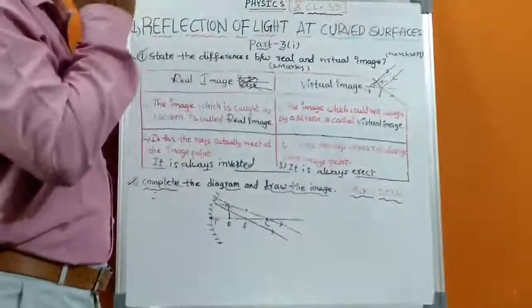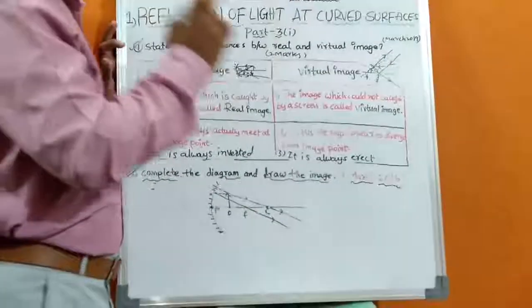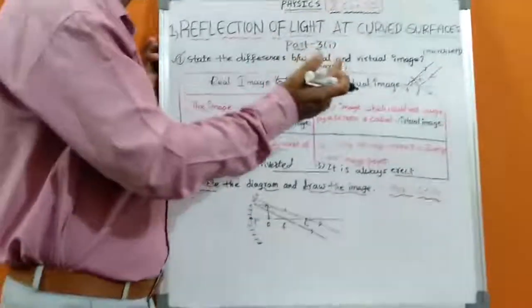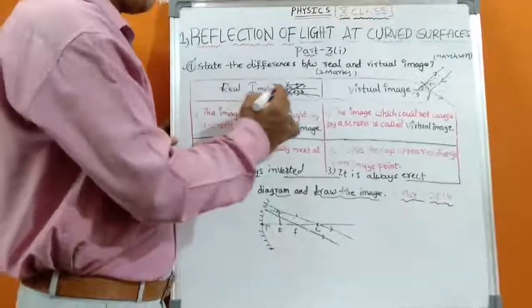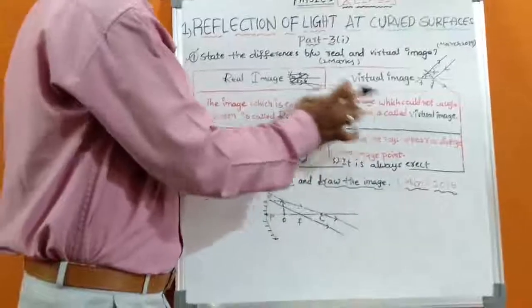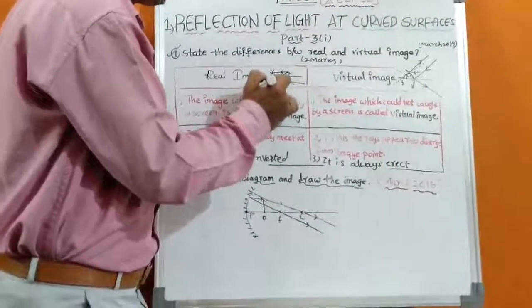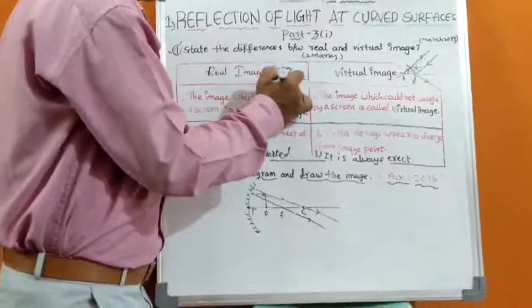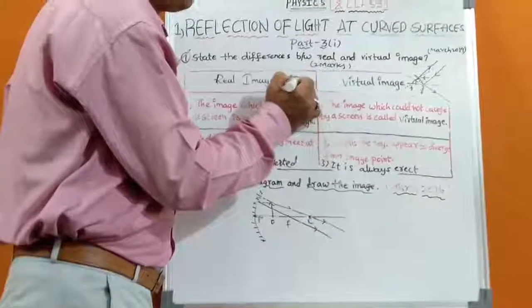So that is real image, and the image which could not be caught by a screen is called virtual image. Here we can understand the real image by taking a concave mirror. This is a concave mirror. So I placed the object here.